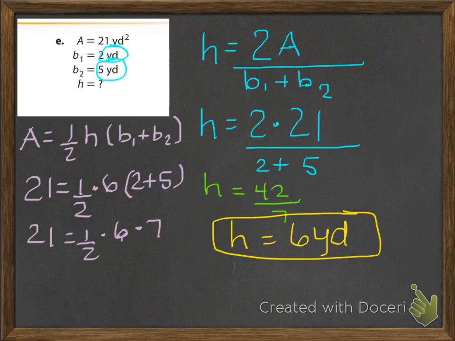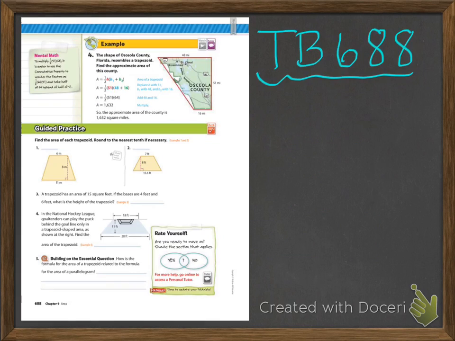All right, and then we have that 21 is equal to 1/2 of 6 gives us 3 times 7, because that 7 was right there still. And then our last piece, 21 is equal to 21. So that is how we know that our answer is correct. So if it asks you to check your problem, you want to check the height by putting it back into the original area formula. Now you're looking on textbook page 688.